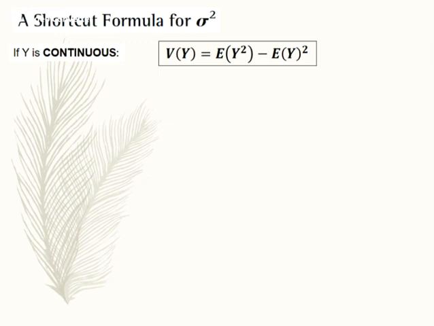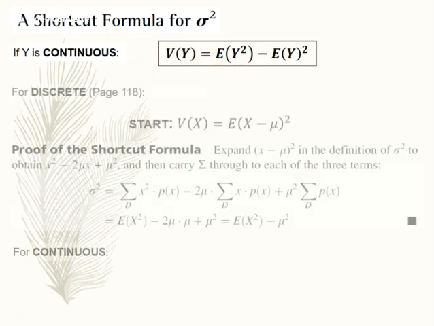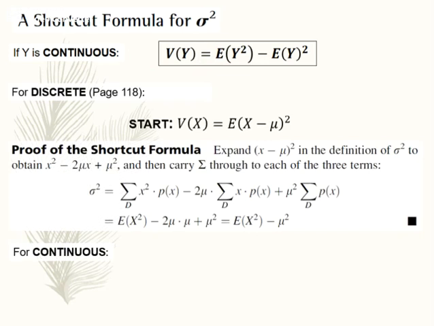So if y is continuous, this is the case here. So let's take it back now. What if y is discrete? Back on page 118, your proof looked like this. You started off with this line. This is the definition, right? And then they tell you to expand, and that becomes x squared minus 2 mu x plus mu squared. Now, they say carry this sigma through to each of the three terms.